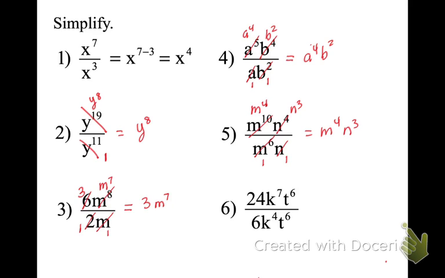Last one. 6 goes into 6 once and into 24 4 times. I can take 4 k's out, and I'm left with k to the 3rd. And here, I can take 6 out, and we're just left with 1. So my final answer is 4k to the 3rd.